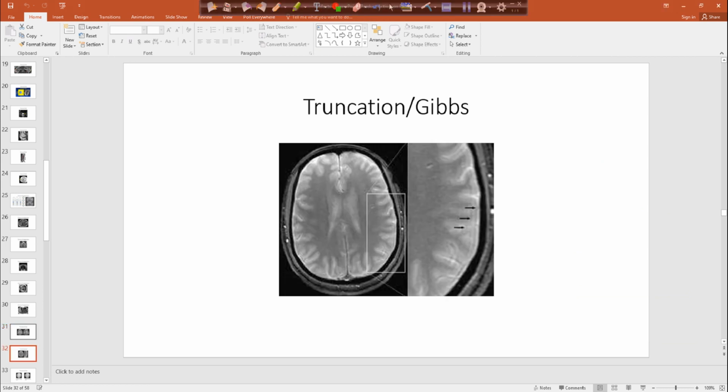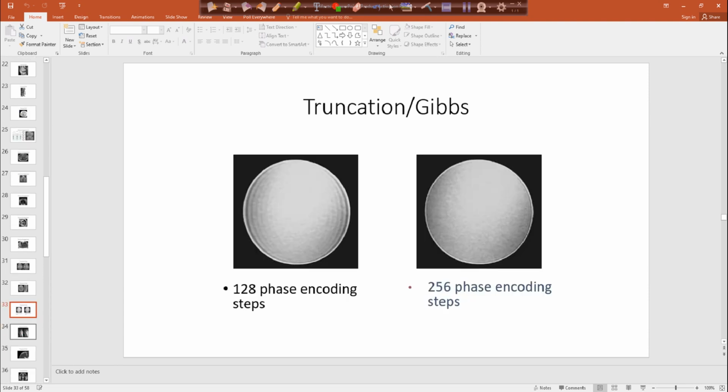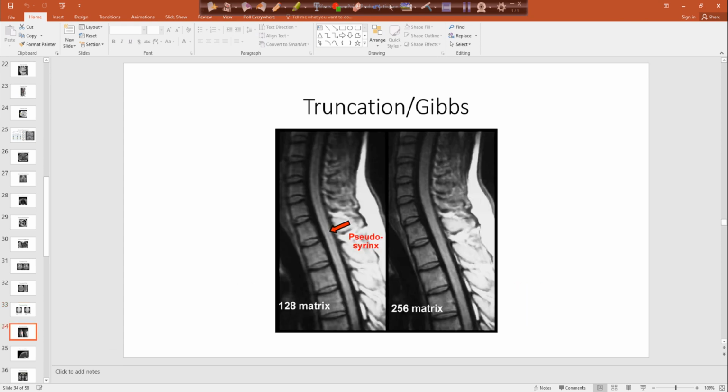Here's what it looks like. Sometimes you've got to zoom in to see it. Here's on the phantom what it looks like. And this can be mistaken for a syrinx. So they asked on the test a common pathology that is actually an artifact. That's what it is. Gibbs can look like a syrinx.